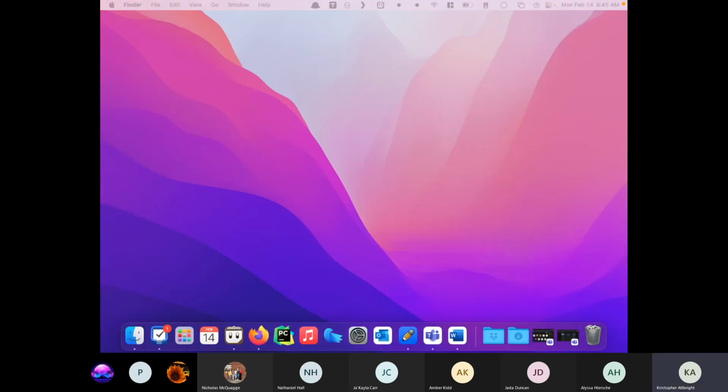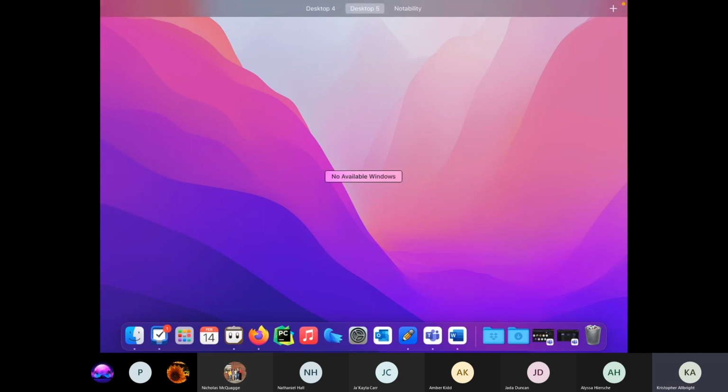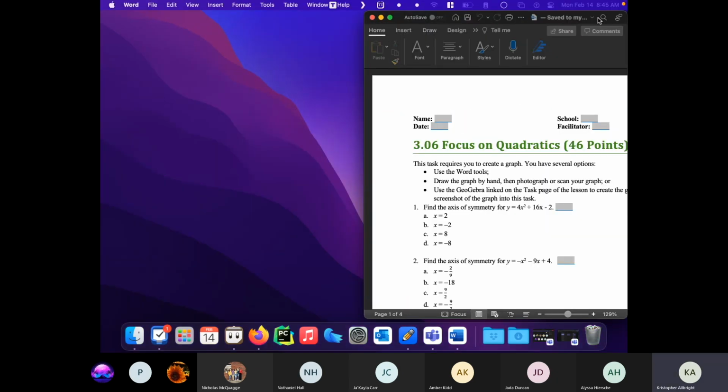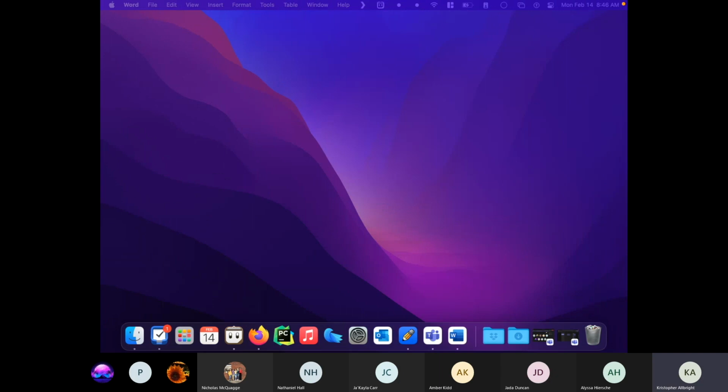Well, I thought I was going to put it over there. Do what? Yes, I pulled up 306, and I don't know where it went. There it is. Okay.